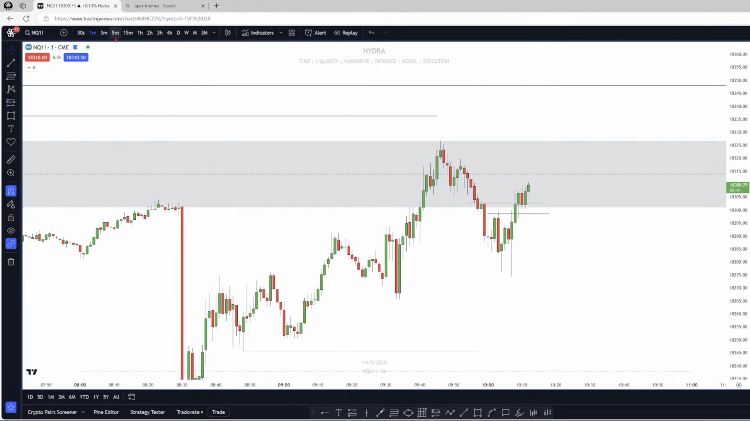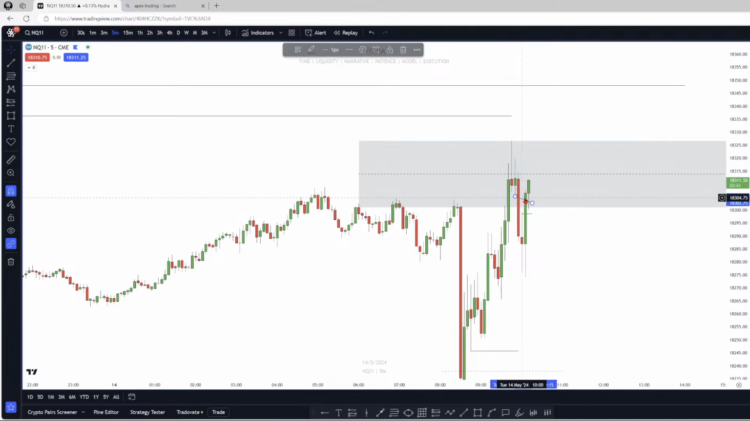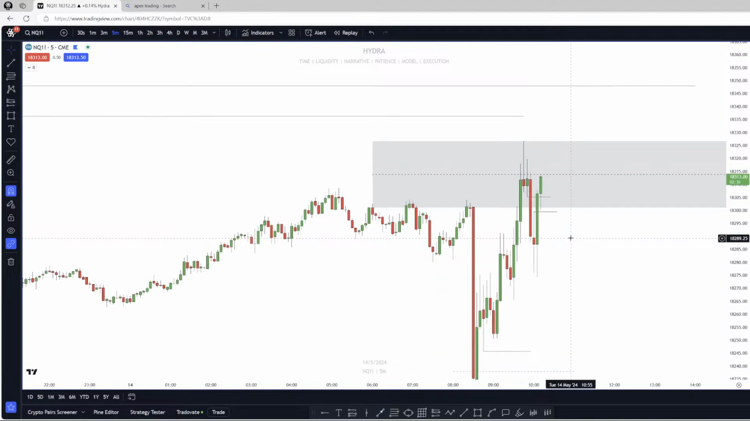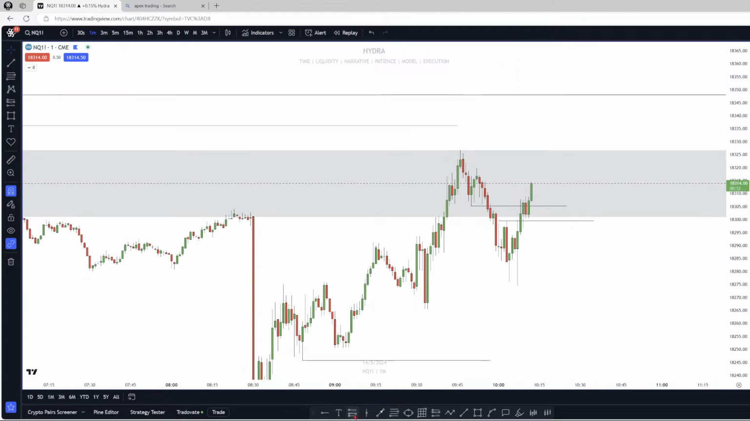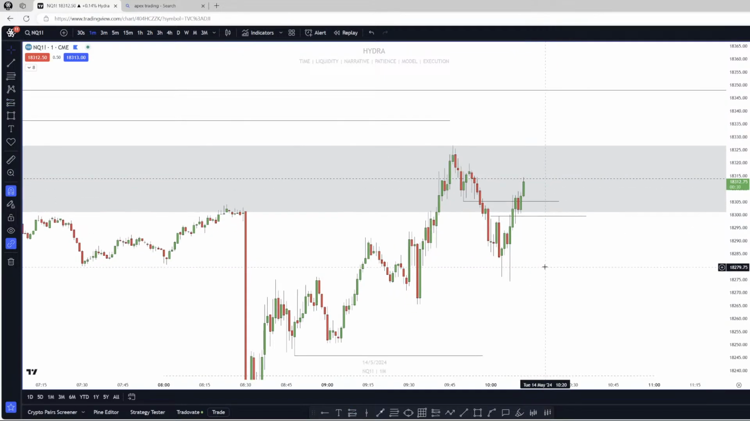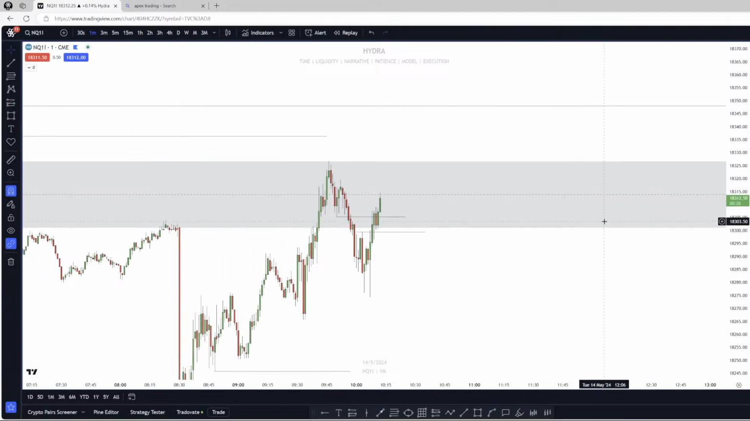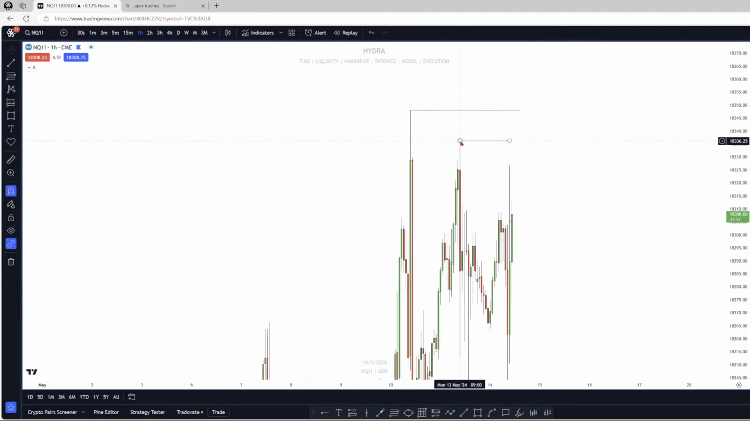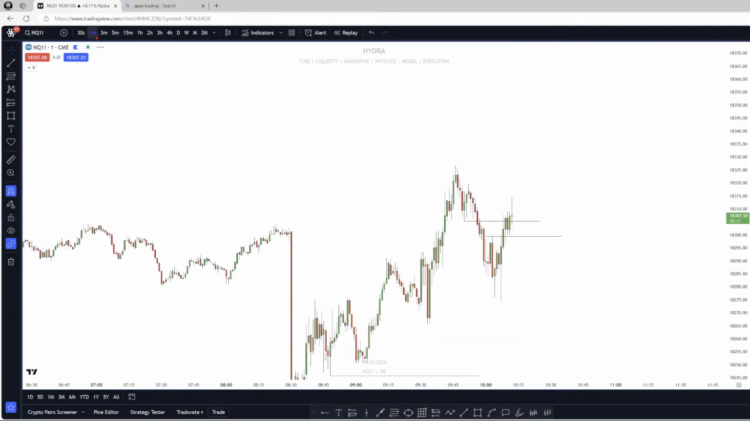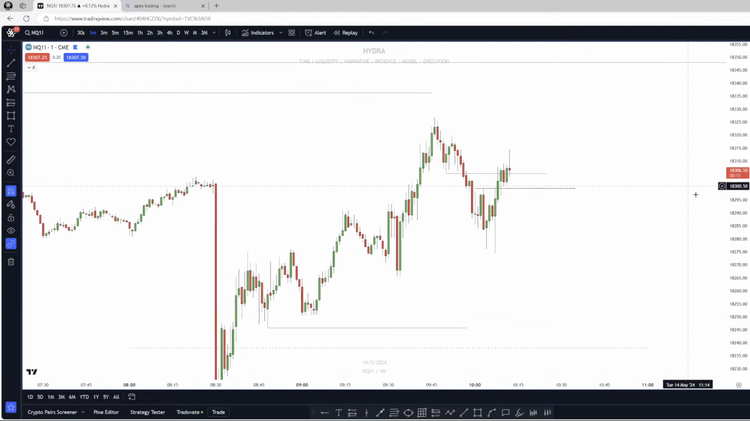A 5-minute fair value gap just got violated. See that? It came at a key level. Are we gonna do just long today? Now on the hourly chart, we have this swing high as a target, this Monday's high, and the previous week high coming at 18,350.